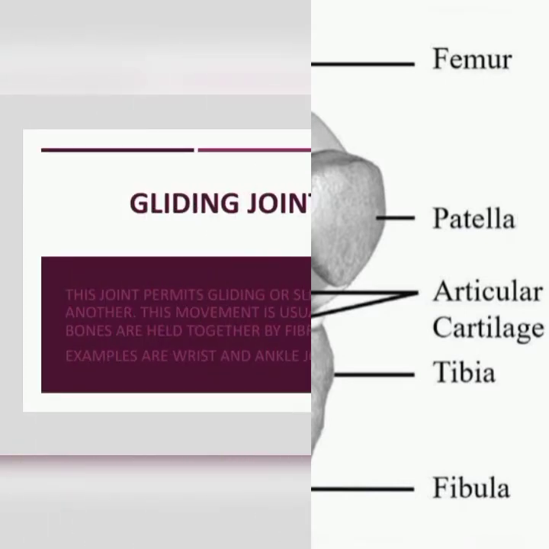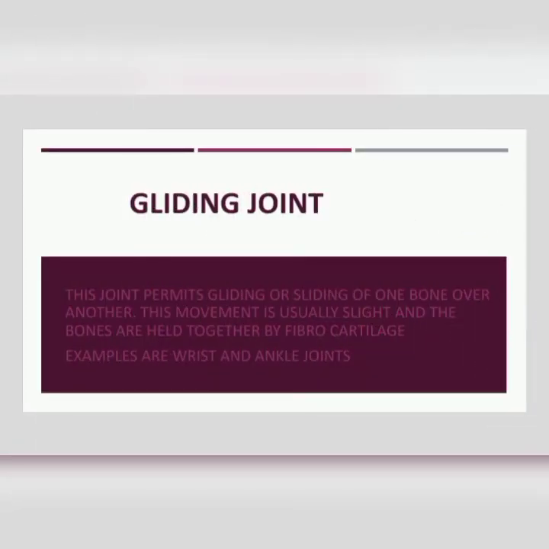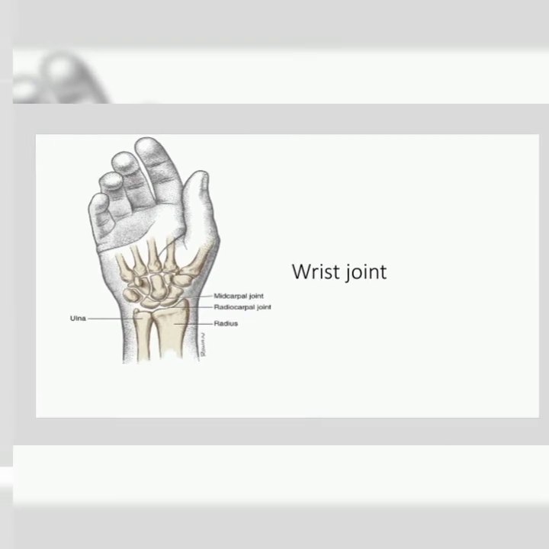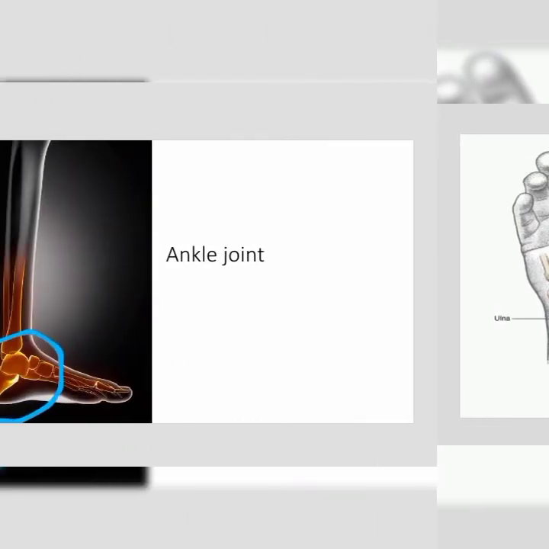The next kind of joint is the gliding joint. The gliding joint permits the gliding or the sliding of one bone over another. Usually, this movement is slight and the bones are held together this time by fibrocartilage. Examples of these joints are found in the wrist and in the ankle, between the bones of the carpals and the bones of the tarsals.